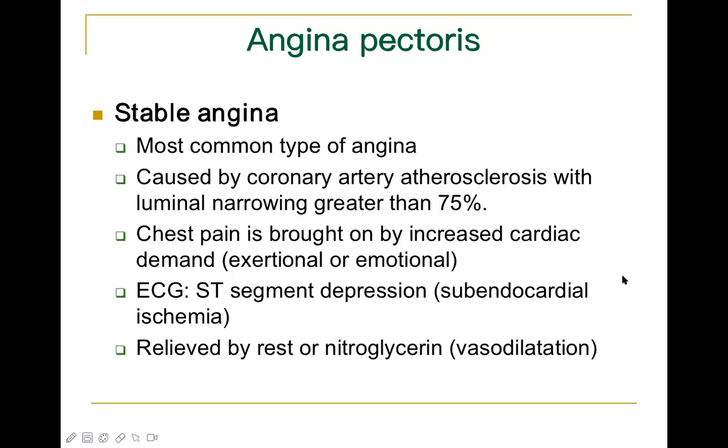Now, there are three varieties of angina pectoris: stable angina, unstable angina, and variant angina. So let's talk one after the other. Stable angina is the most common type of angina in comparison to the other two. It is caused by coronary artery atherosclerosis with luminal narrowing greater than 75%. That's what I was explaining earlier. If 70 to 80% of the blood vessel is already blocked in case of coronary artery, we have a high chance of having a stable type of angina.